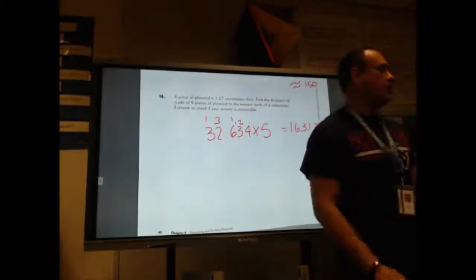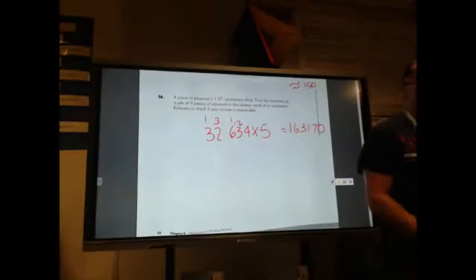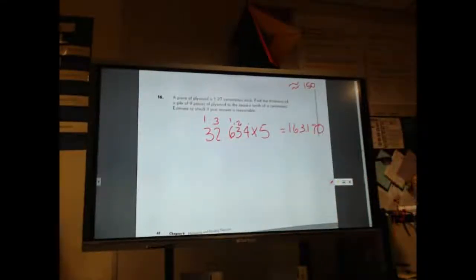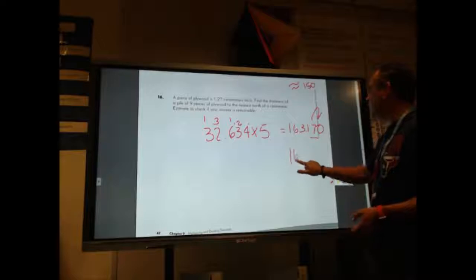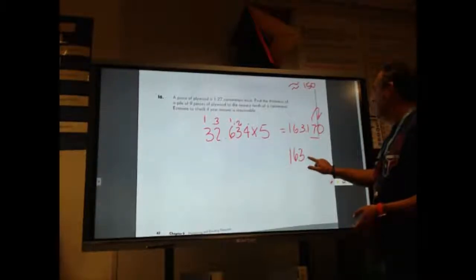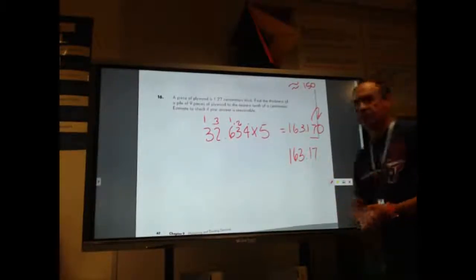All right. Now we were going to round to the nearest hundredth, right? So we find the hundredth, which is 7. We look at its neighbor, which is 0, so it just stays like that, right? Good job, guys. So it's 163.170.